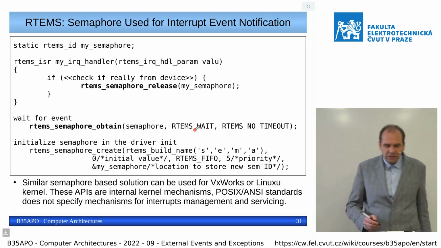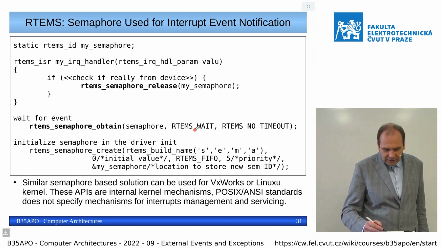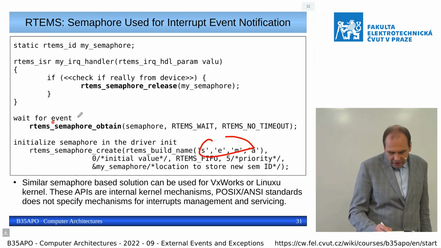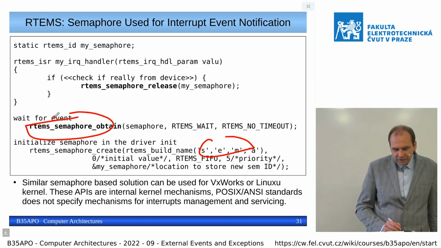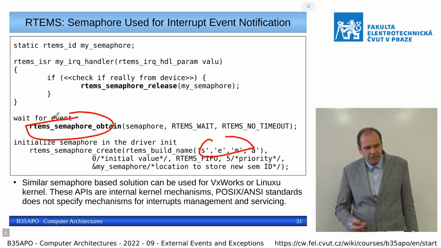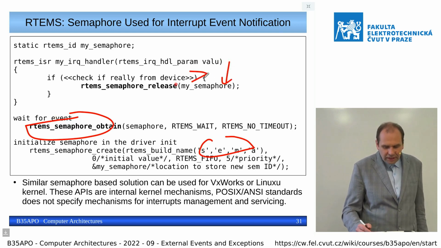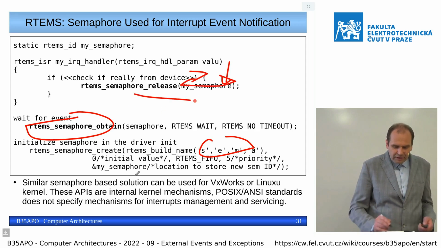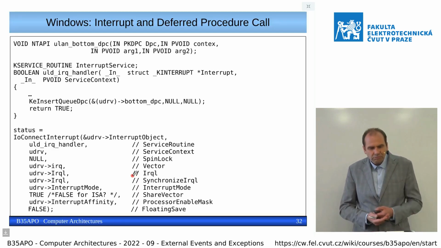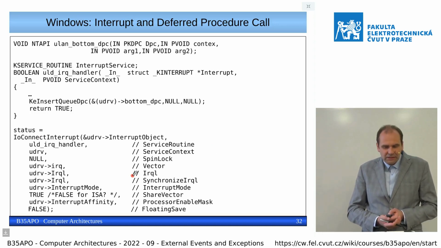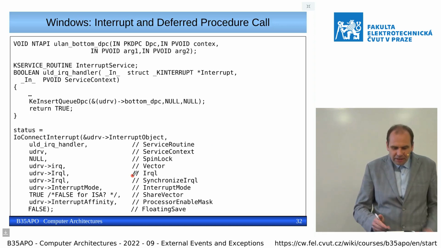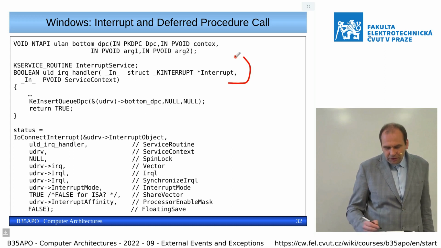Another possibility is to use a semaphore. In this case, we set up the semaphore, and the actual wait for the event is implemented through the wait-for-semaphore operation. In the interrupt handler, if the given condition and data are available, we release the semaphore, and the task can continue. Again, it is very similar. This is from my driver for the Windows port.